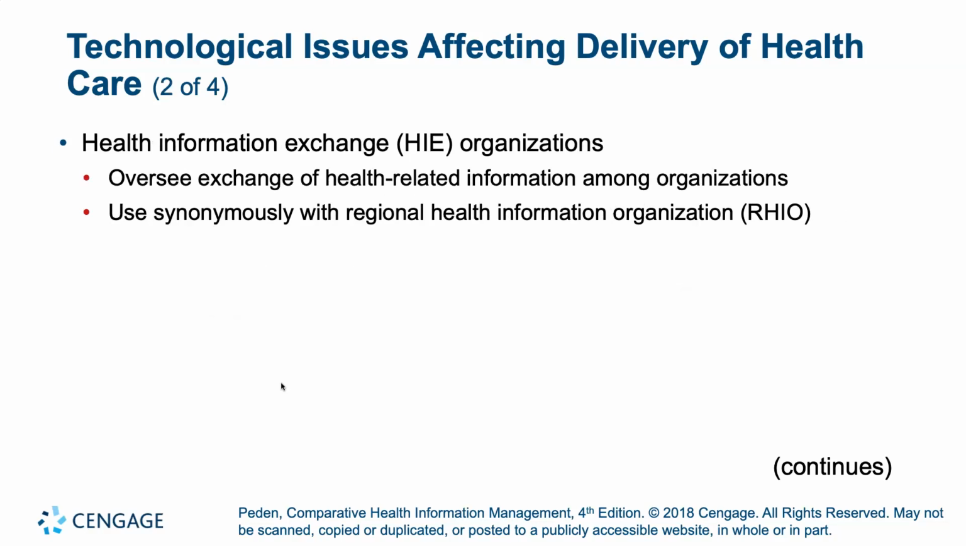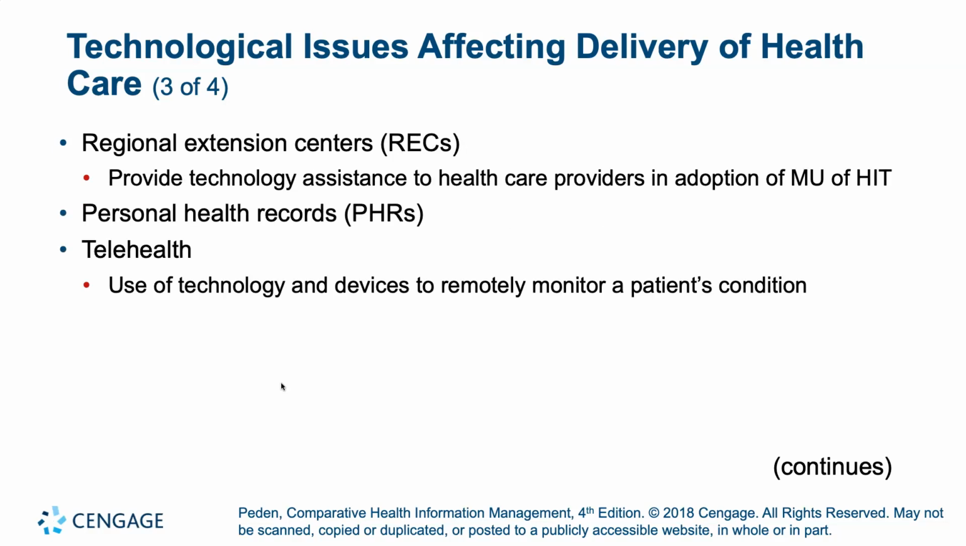And then you have health information exchanges that were created and continue to be created in some places, although most are already past that phase. And they gather information from among competing organizations and make it available in one place to providers in that area. And there are what are called regional health information organizations as well. And then you have regional extension centers that provide technology assistance. You have personal health records.